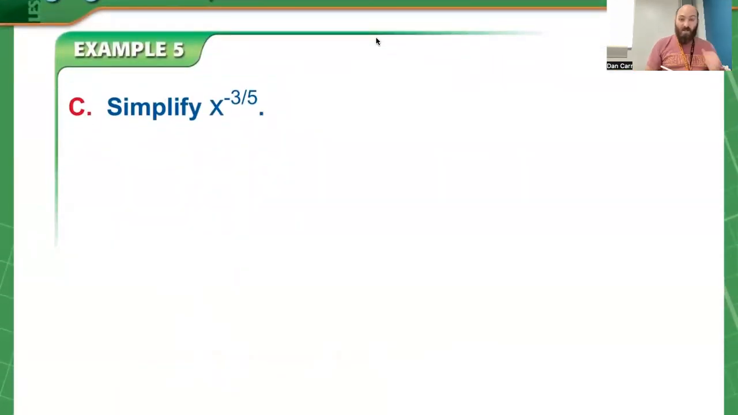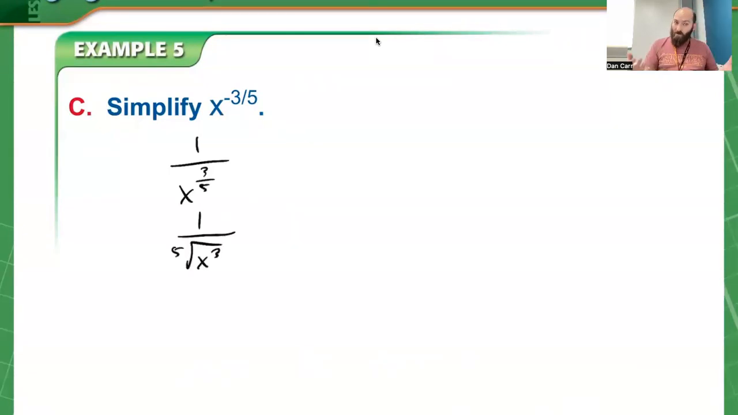X to the negative 3/5. When we do this one, just like we've done one like this before, we start off by flipping into the reciprocal, making it 1 over x to the 3/5, which means that is 1 over the 5th root of x to the 3rd power.